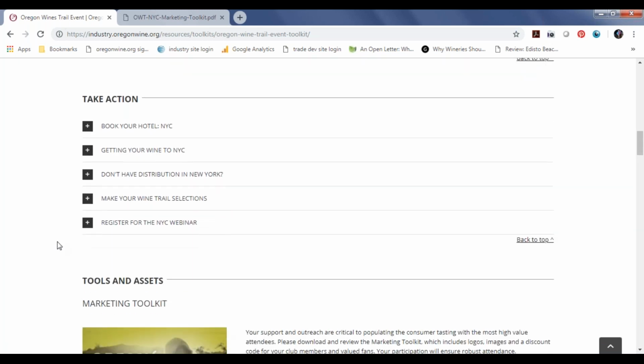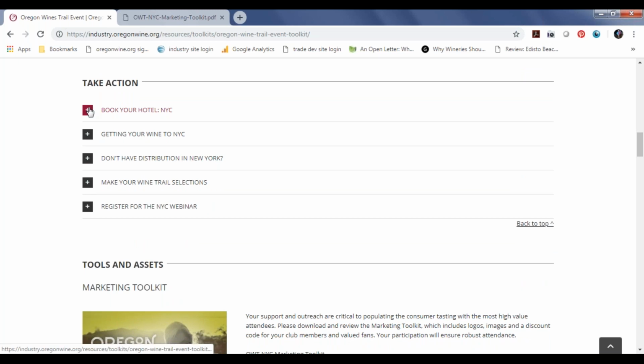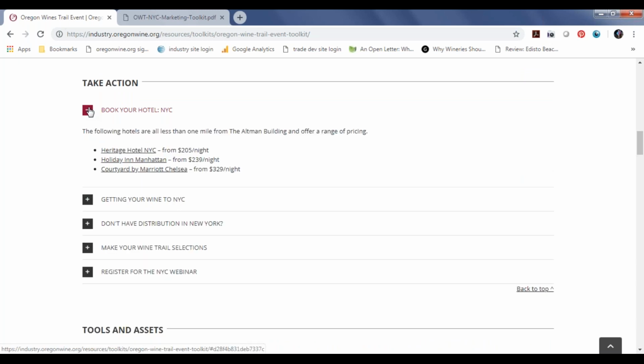Moving on into the Take Action header. As you know, New York is an enormous, congested, expensive market. Unfortunately, this time around, it was not feasible or reasonable for the OWB to work on arranging a hotel block. So please just make whatever accommodations are most appropriate for you. There's a few suggestions here.